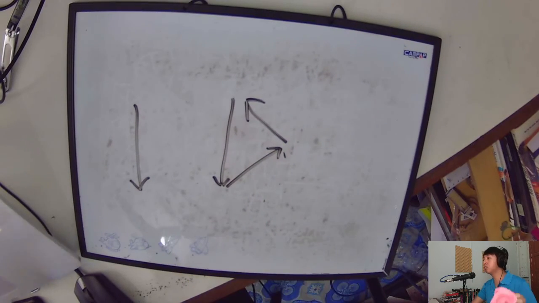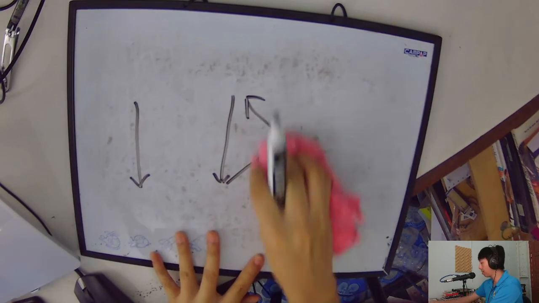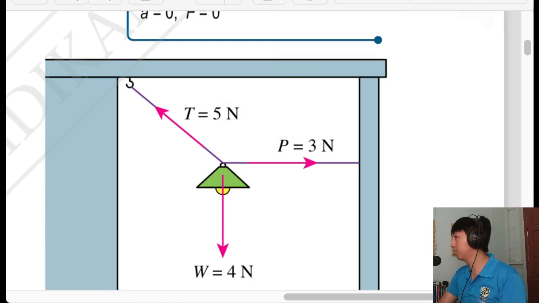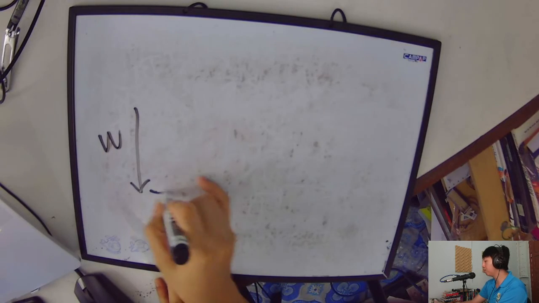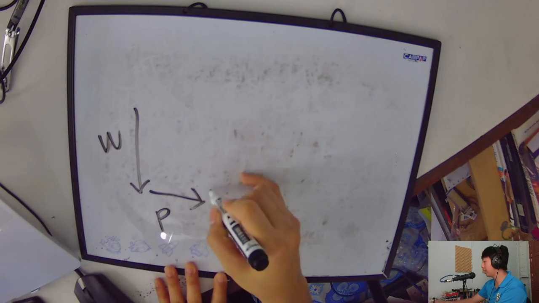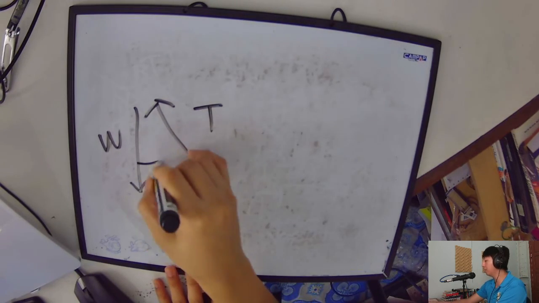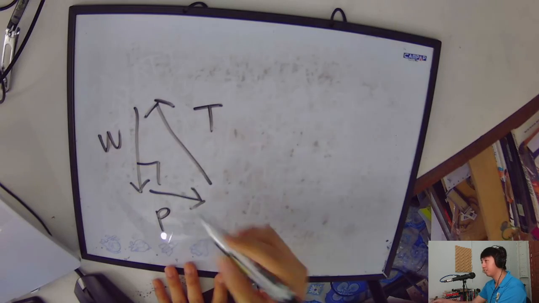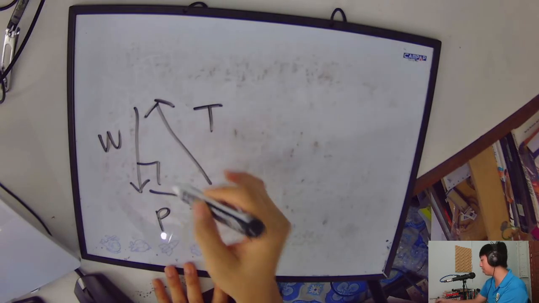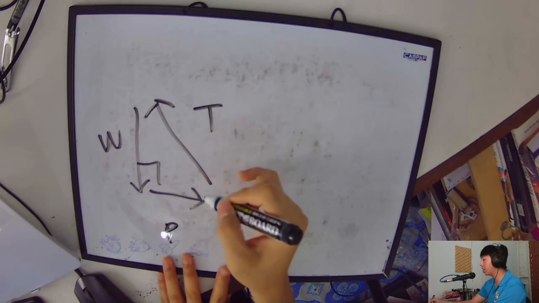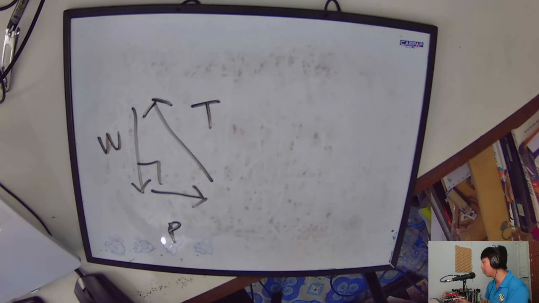Alright, anyway. So back to that first diagram that we had. We start with W, and then we will draw P. So W, P, and T. So all the three forces make up a triangle like this. So how is it possible that three forces like this still end up with a resultant force of 0?